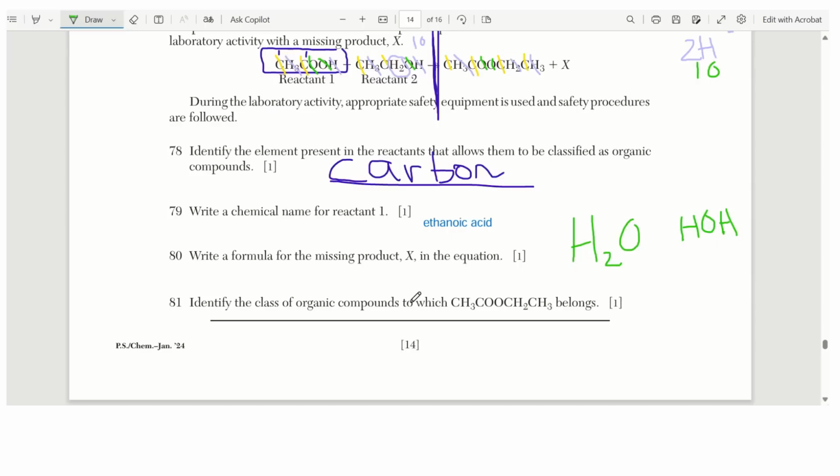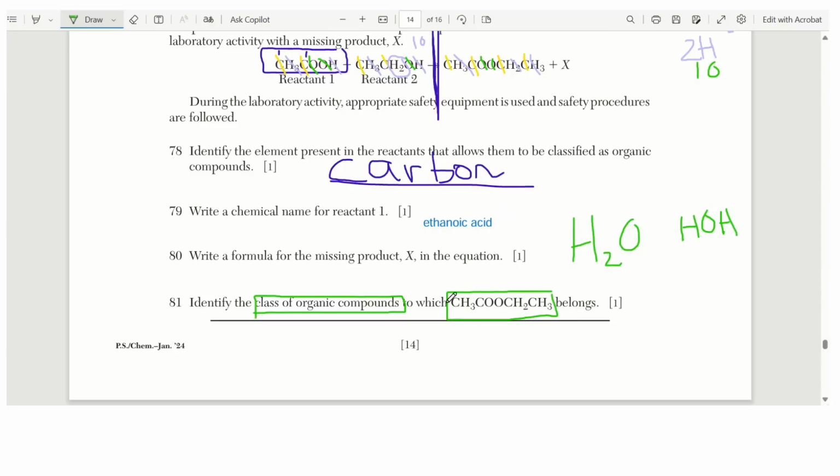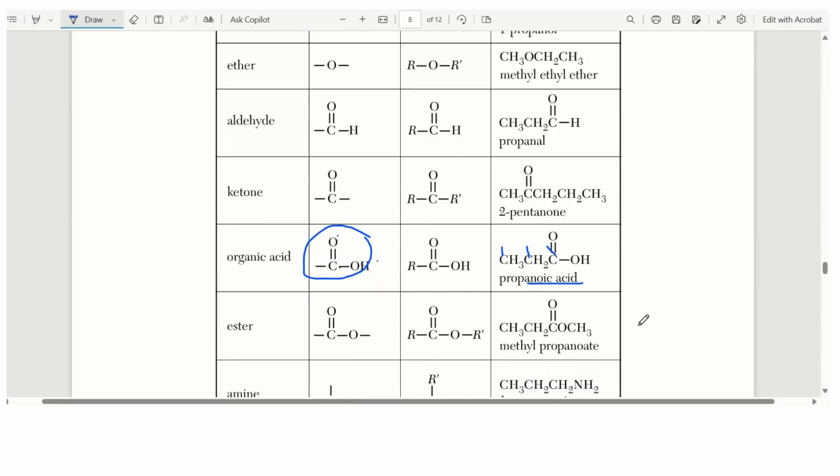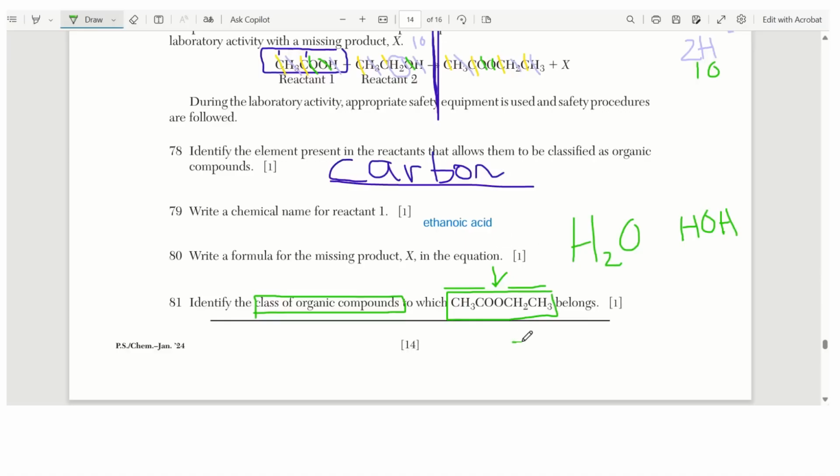All right, and 81. Identify the class of organic compounds to which this belongs. All right, that is table R. So what am I looking for? I'm looking for some carbons over here, some carbons over here, right? And in the middle, I've got 2 oxygens. So here, this is the only one that has 2. See, this has 2 oxygens, but it's got a hydrogen on this end, and I need carbons. So 2 oxygens in the middle with carbons on either side. That class of compound is an ester.